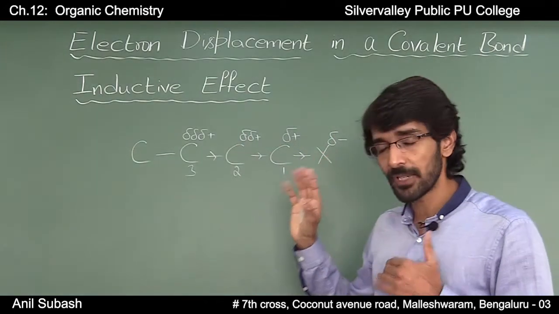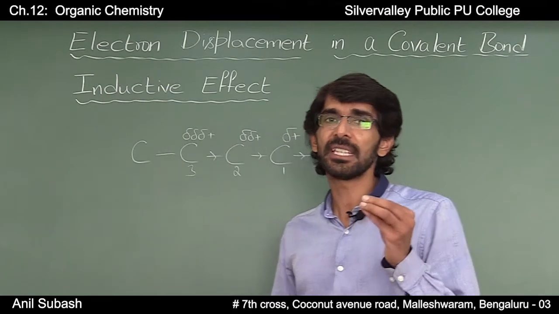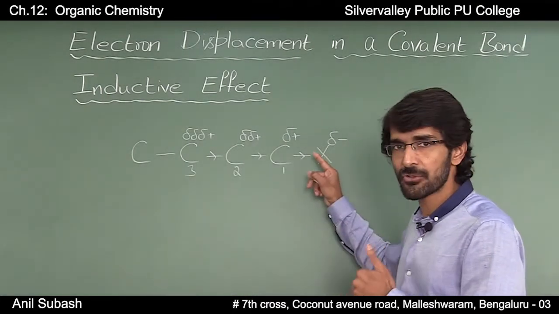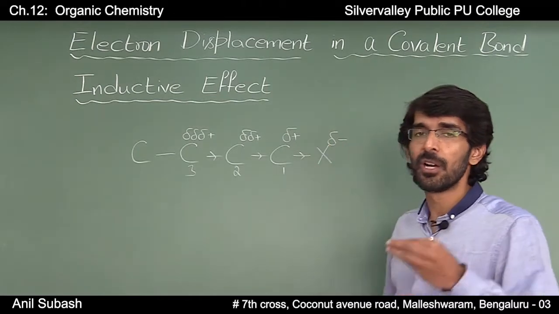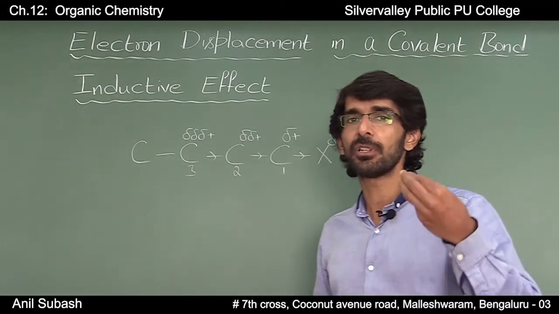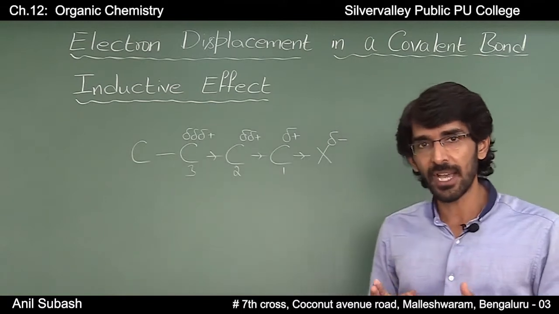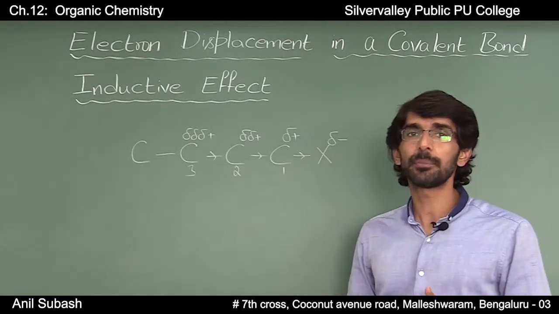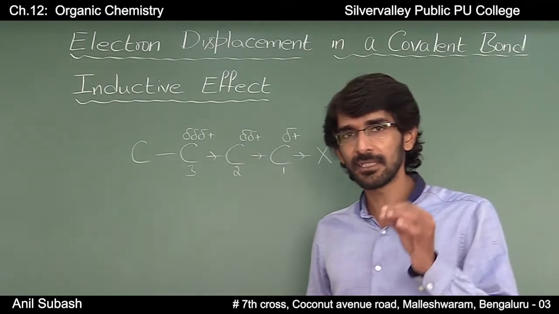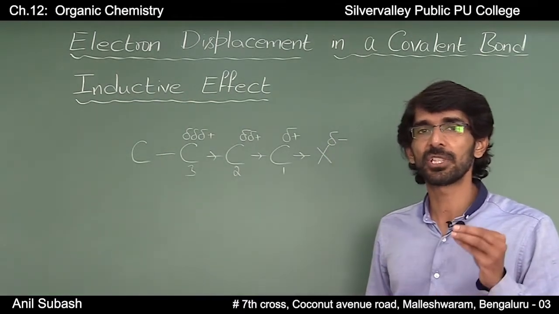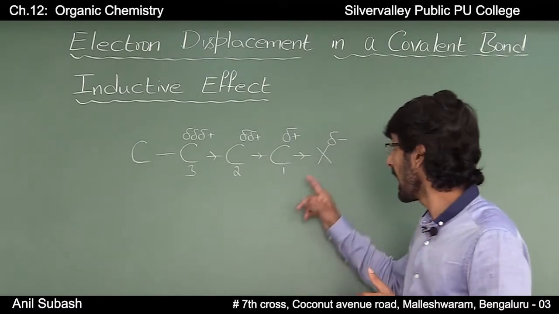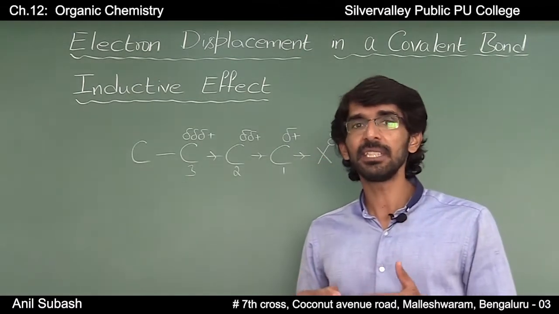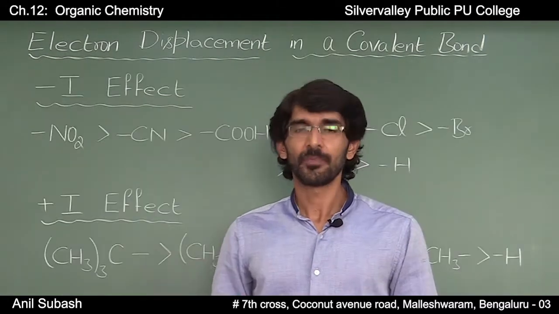And this type of effect that is produced in the saturated carbon chain due to the presence of an electron withdrawing group or due to the presence of an electron donating group is known as inductive effect. And this type of effect is a permanent effect, and this effect takes place due to the presence of an atom or the substituent at the end of the carbon chain.